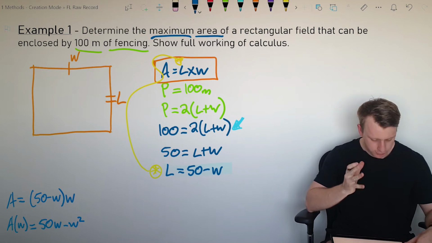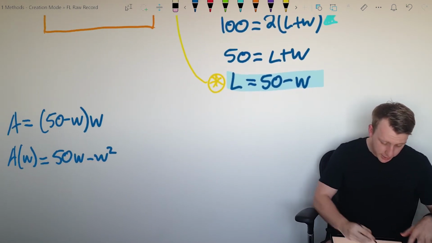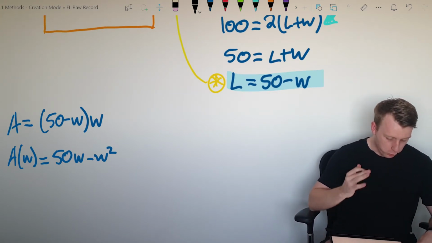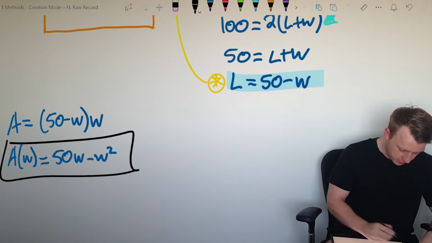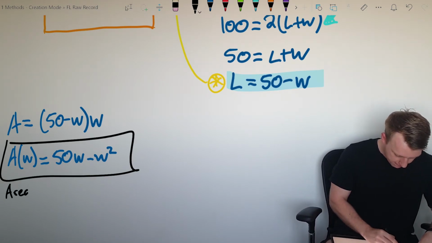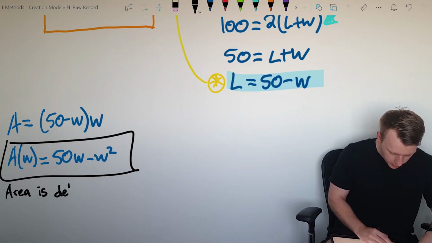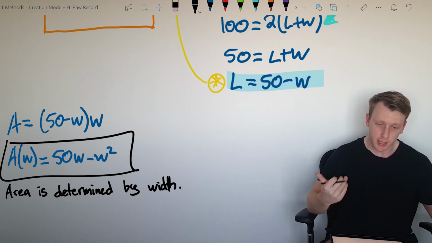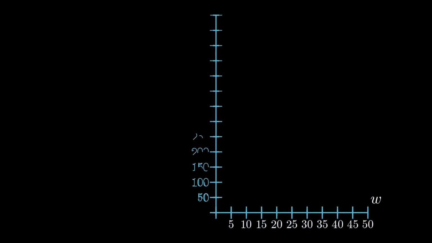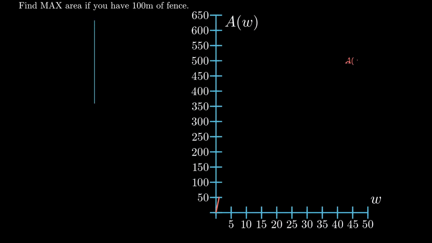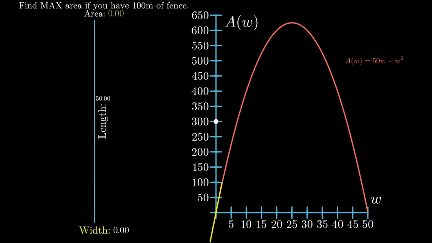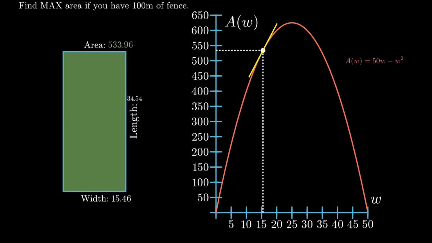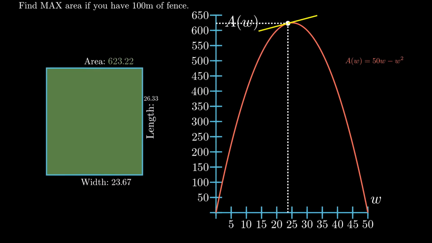Now I've written it in this function notation because what we have got here is really important to understand. What this relationship is telling me is that the area is determined by width. So if you tell me what the width is, I'll be able to tell you what the area is. And if you want to think of it as a graph, area is your y-axis and width is your x-axis. And you'll notice that is just a parabola. It's 50w minus w squared. That is a parabolic relationship. It's kind of going to look something like that.